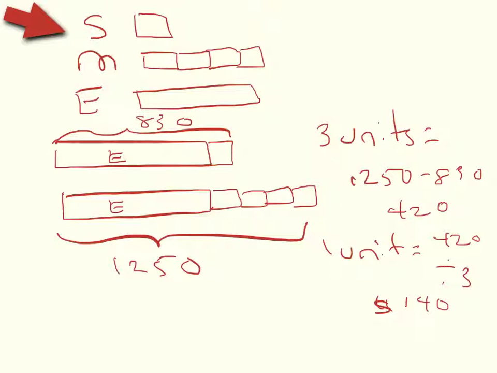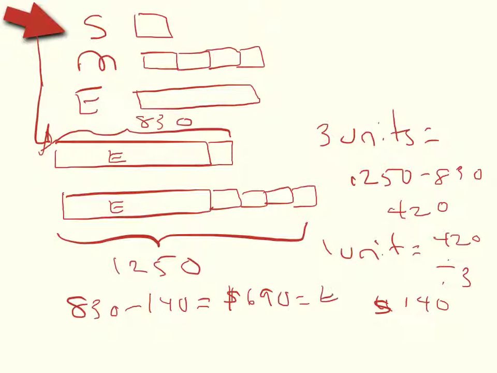So I look at the first bar, this bar right here, and I know that the total was $830. So if I subtract the 1 unit, so 830 minus 140, that equals $690 for Ella. A quick check would be to make sure that 690 plus 4 of those 140 equals 1,250. So 690 plus 4 times 140, and it does indeed equal 1,250. So that confirms that my answer is correct.